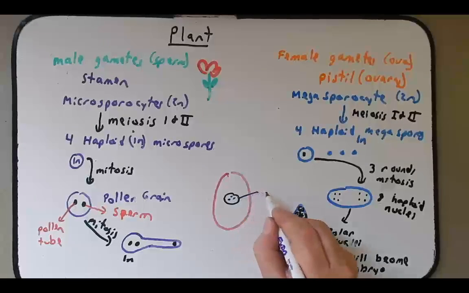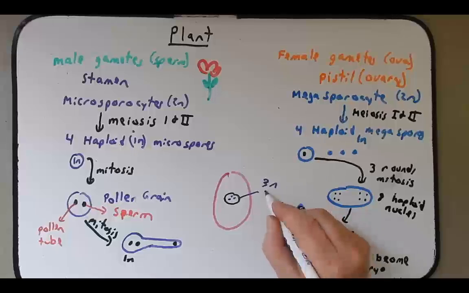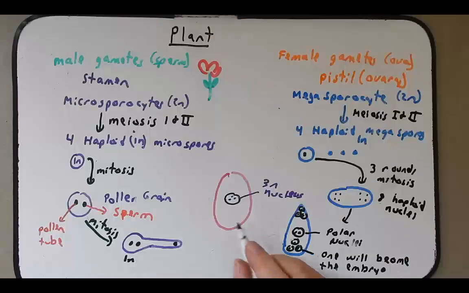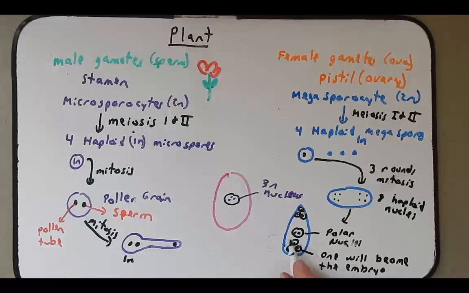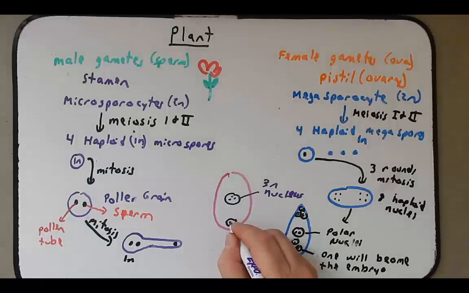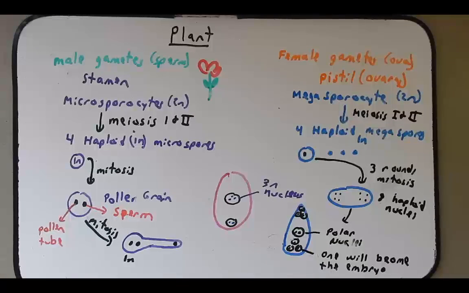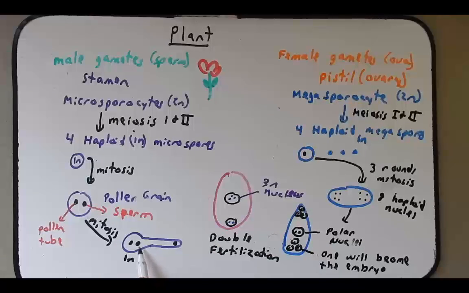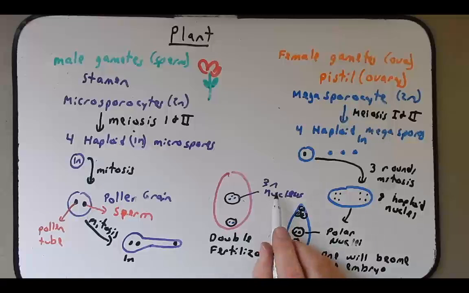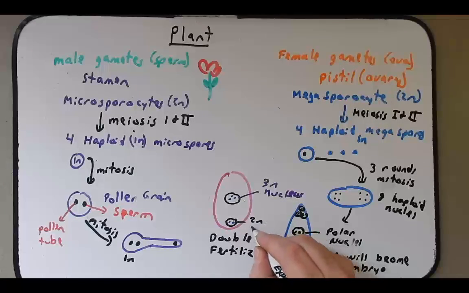What we end up with here is a 3N nucleus. The other sperm nuclei will fertilize one of these oocyte nuclei. And I'll put the sperm nuclei in purple and the oocyte nuclei in blue. This process is called double fertilization, where one of the sperm nuclei fertilizes the polar nuclei of the egg case here to become this 3N nucleus. The other sperm nuclei fuses with the oocyte nuclei, producing a diploid nucleus.